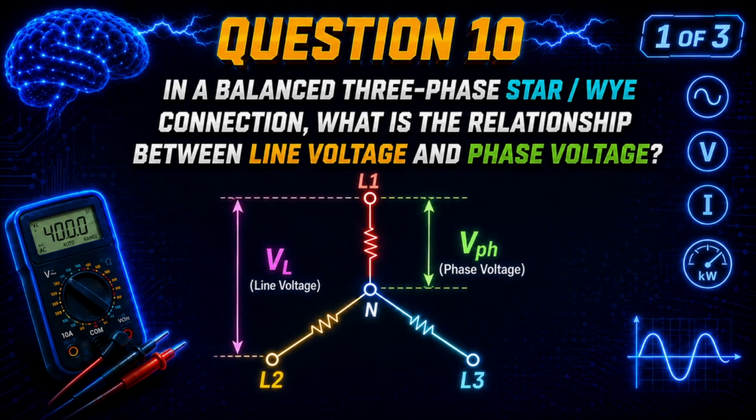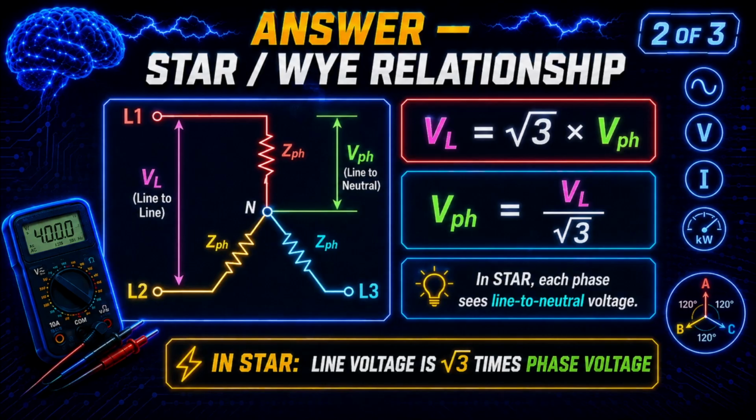Now let's move to question number 10. In a balanced three-phase star or Y connection, what is the relationship between line voltage and phase voltage? This is a very important three-phase formula, so let's see the answer clearly. In a star or Y connection, the line voltage is equal to root 3 times the phase voltage. So, VL equals square root 3 times V phase.